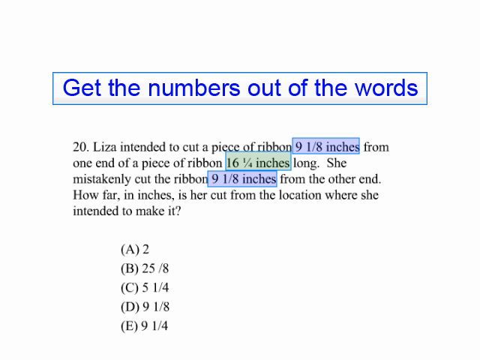Okay, we've got to find out how far in 9 1/8 inches is from the other end of the ribbon. So we subtract 9 1/8 from 16 1/4, which gives us 7 1/8, since 1/4 is 2/8. Well, she intended to be 9 1/8 inches in, so 9 1/8 minus 7 1/8, she's 2 inches off.